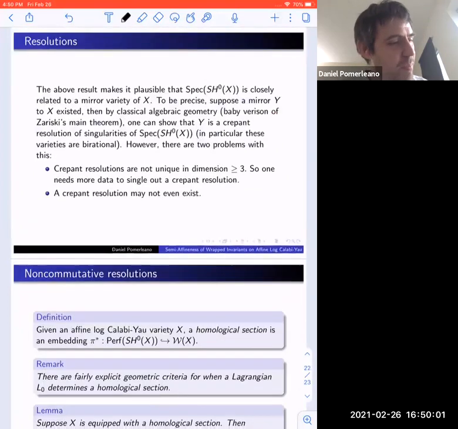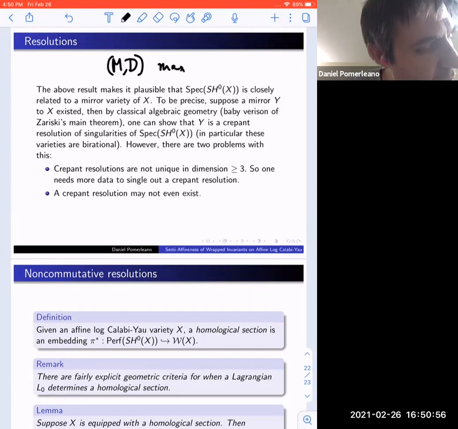Right. So the basic thing that I want to think about is that in general, if we play this thought game that there is a mirror to X, then we know that just by categorical abstract nonsense, it has to live over this Spec SH^0 of X, and then by some classical algebraic geometry reasoning, it would have to be a crepant resolution of singularities of the spectrum. So again, on this slide, I'm assuming that (M, D) is maximally degenerate. I'm going to be assuming this for the rest of my talk.